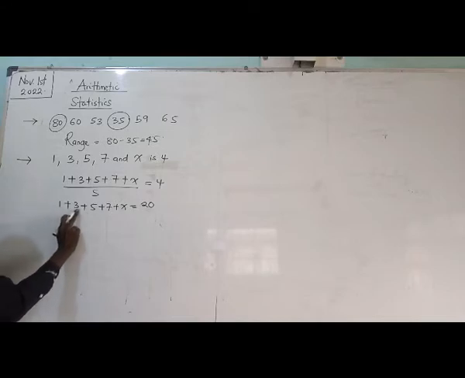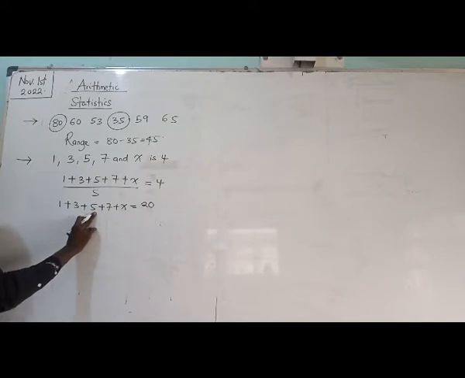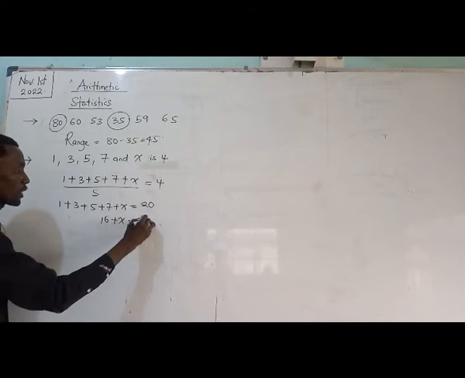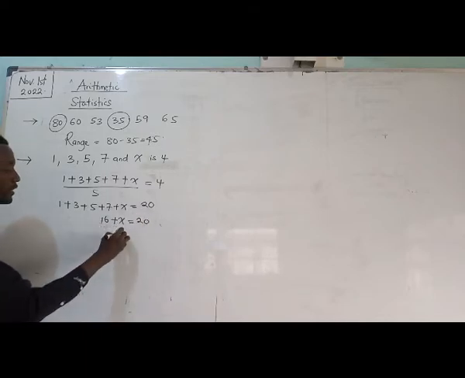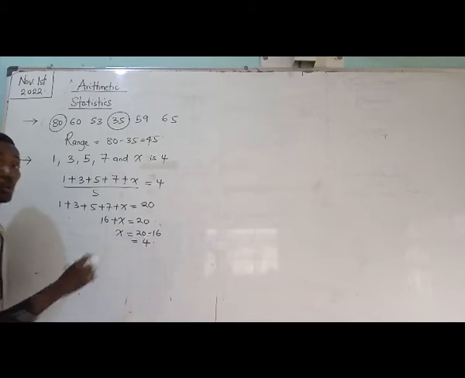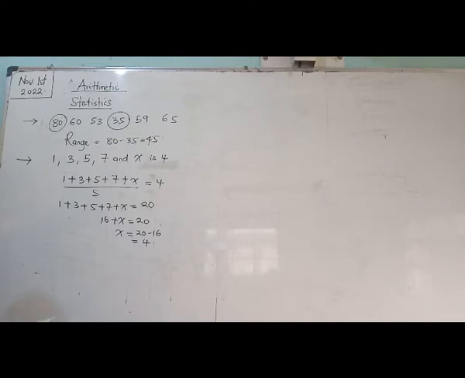I'm going to add all of this together. 1 plus 3, 4. 4 plus 5, 9. 9 plus 7, that's 16 plus x equal to 20. This is a king which will become a slave. And that will be 20 minus 16. And my answer becomes 4. Right. So there's yet another one there.